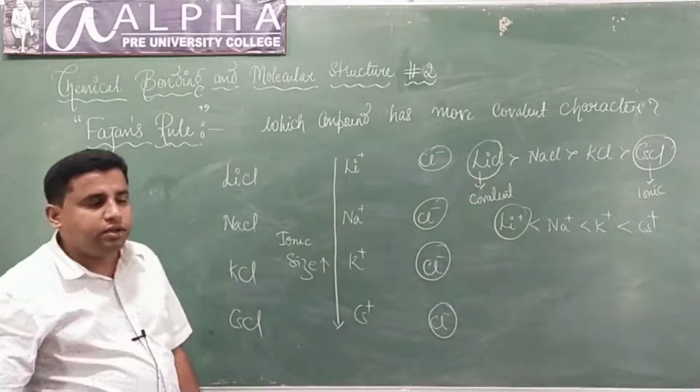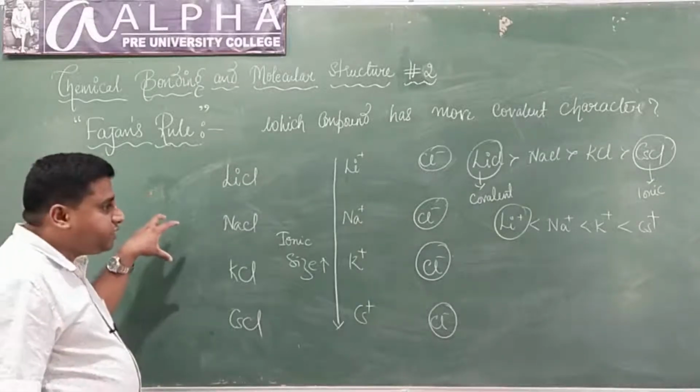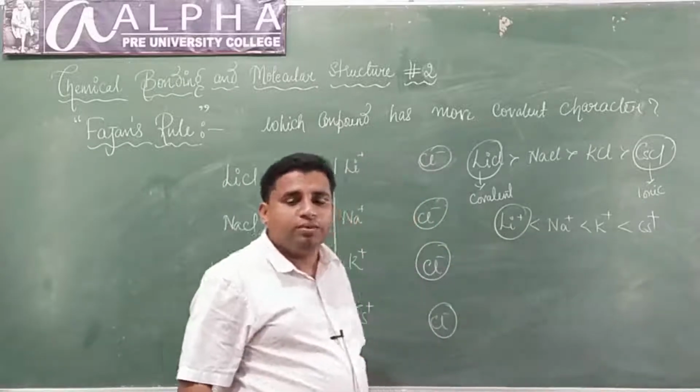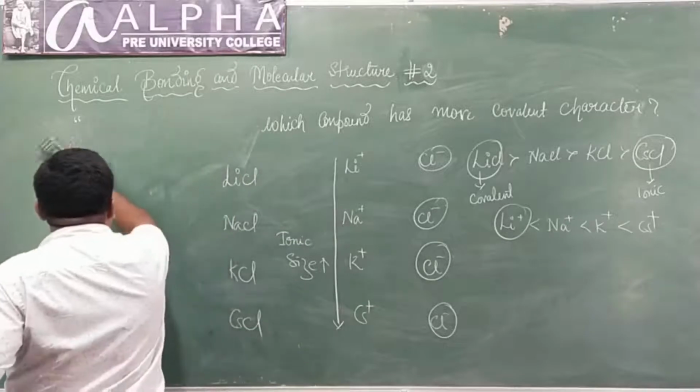Is that simple? That's all about Fajan's rule. Please state Fajan's rule again. Smaller the size of cation, larger the size of anion, more will be the covalent character. Well, no doubts in it.